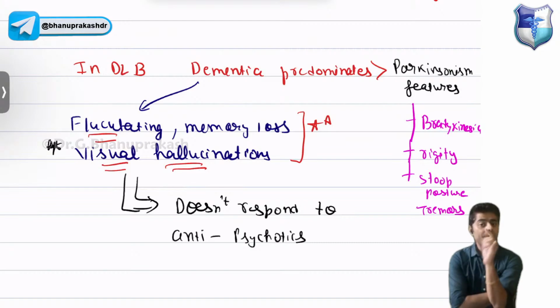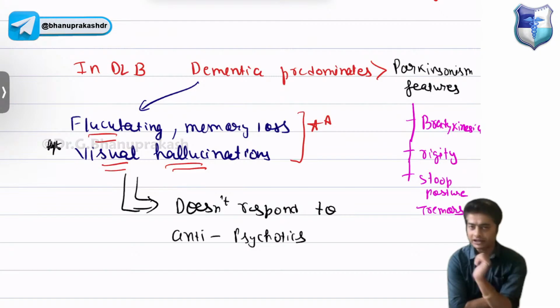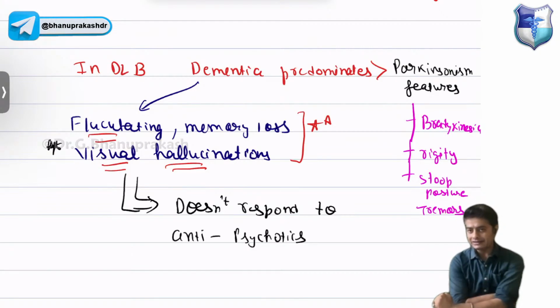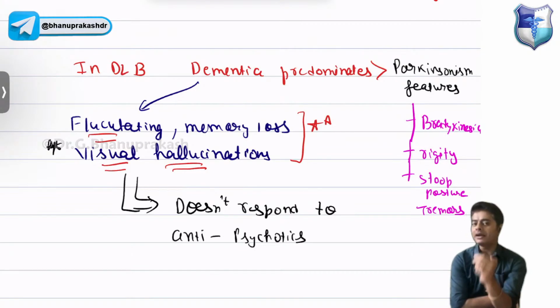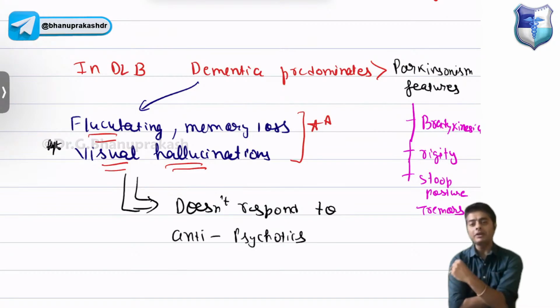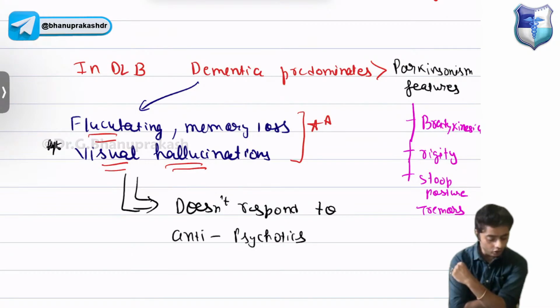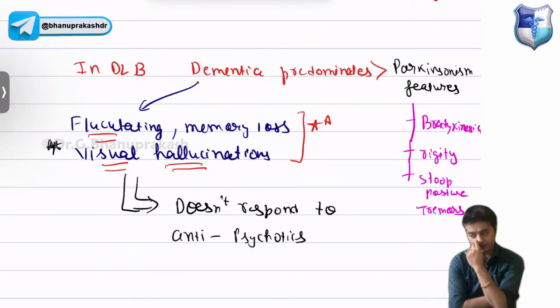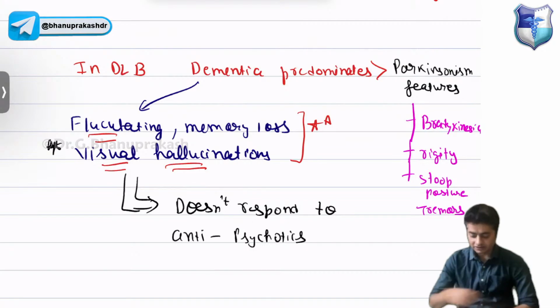Generally in hallucination we prescribe antipsychotics, but when we give antipsychotics there is a decrease in dopamine, and diffuse Lewy body is a Parkinson plus syndrome. In Parkinson plus, a decrease in dopamine is already there, so if we prescribe antipsychotics there will be a further decrease in dopamine. That's why they don't respond to antipsychotics.